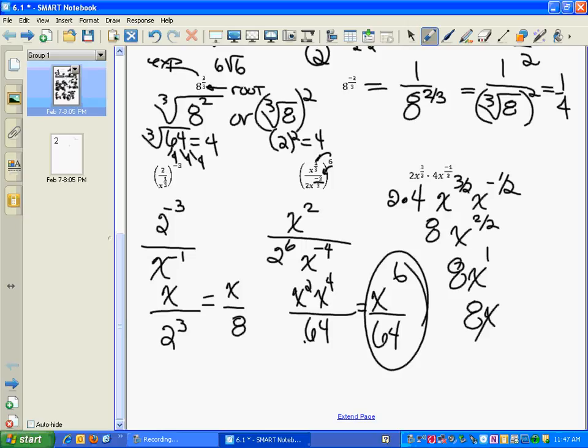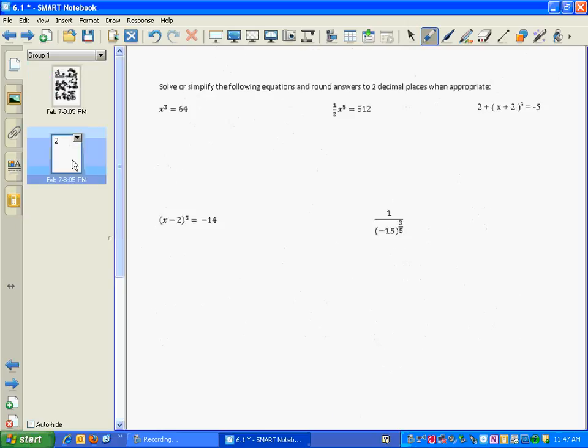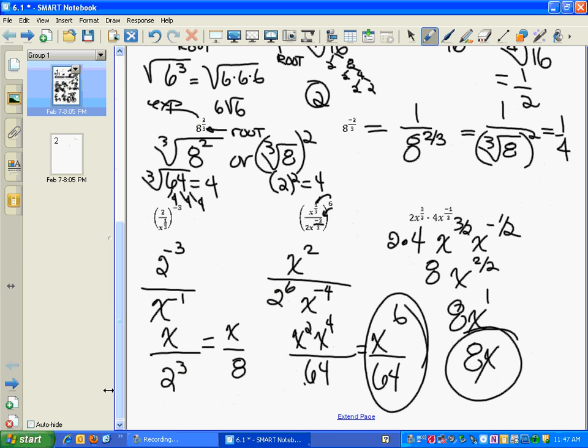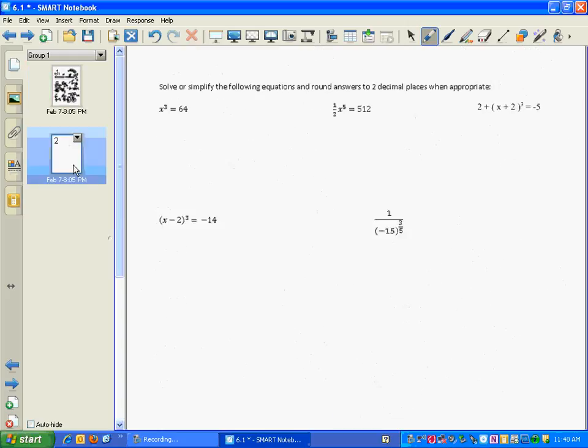But if you don't know your rules, you will mess this up. If you are not confident, do I add, subtract? Do I multiply? Is this a distribution problem? This will mess you up. All right, here we go. Solve or simplify the following equations and round the answers to 2 decimals when appropriate. Okay. I want to solve for x. Because 3 halves minus 1 halves equals 2 halves. Right? So you got to know how to add and subtract fractions now.